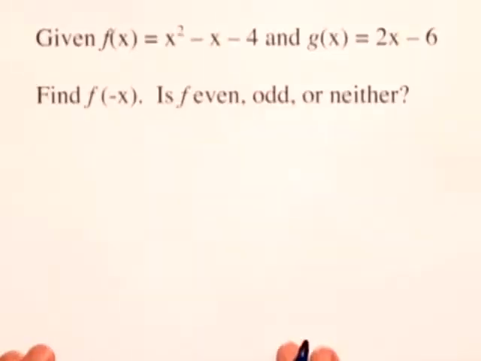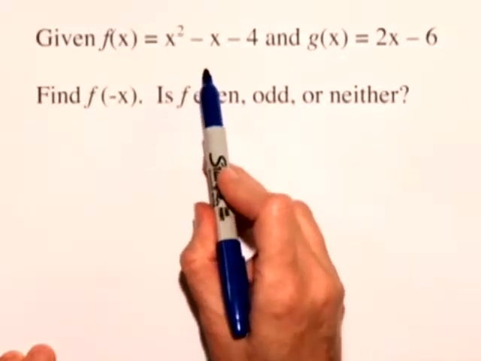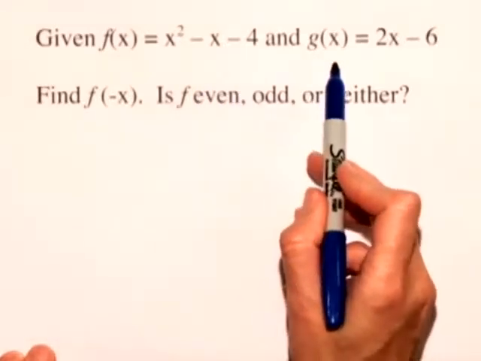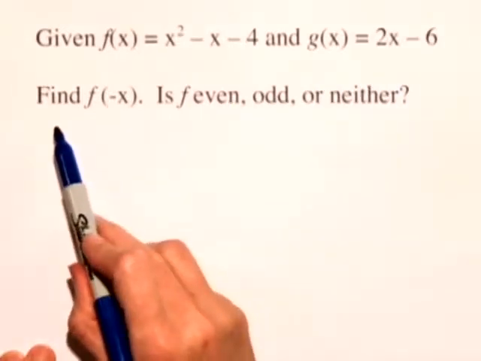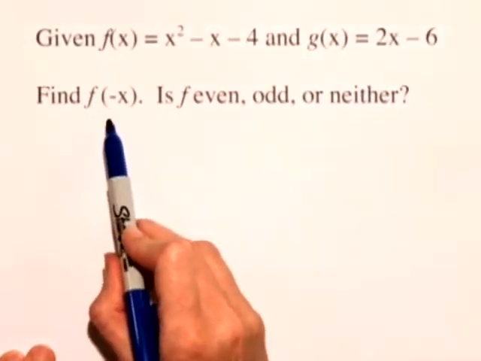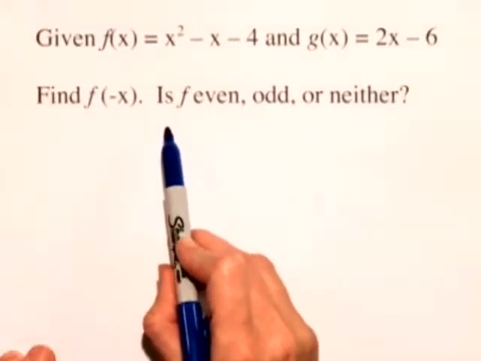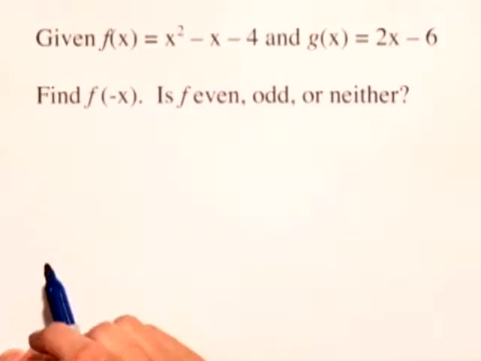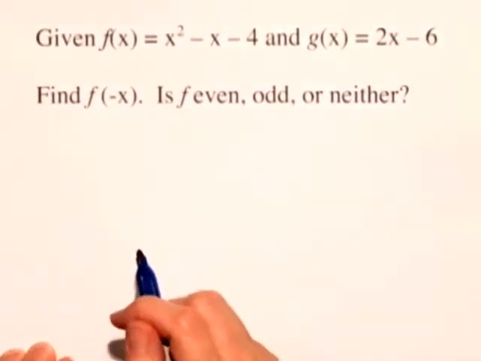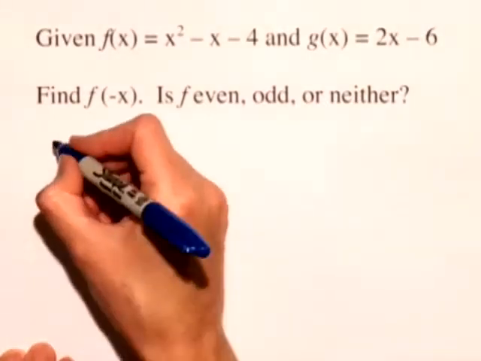For this example, we're asked to determine whether our function is even, odd, or neither. So let's take a look at the function. We have f of x is equal to x squared minus x minus 4, and g of x, which we're not really using in this particular problem. We want to find f of negative x, and we want to find out if f is even, odd, or neither. Before I actually calculate f of negative x, let me review something about even and odd functions.